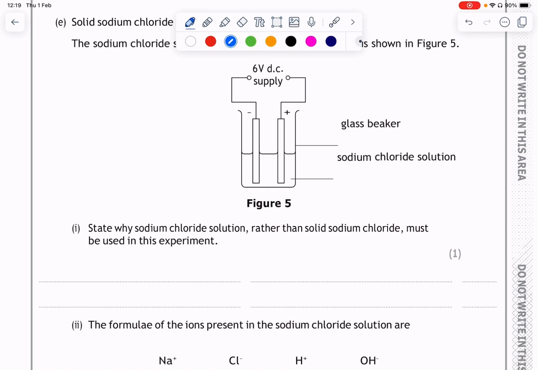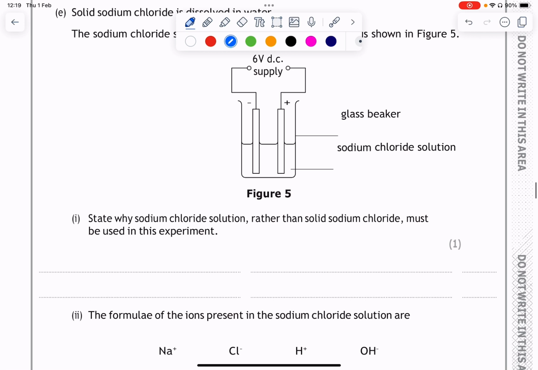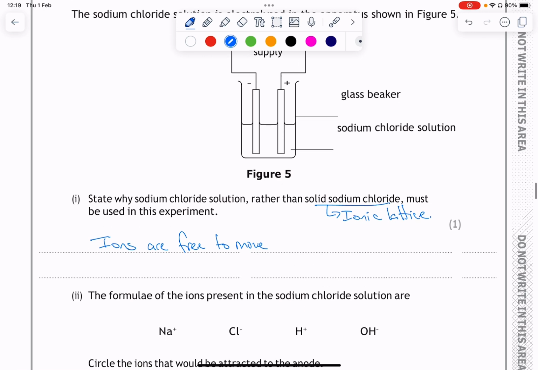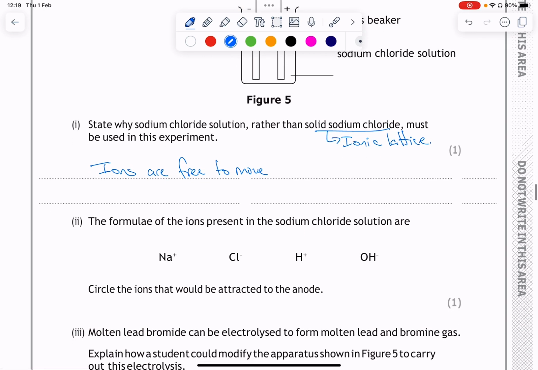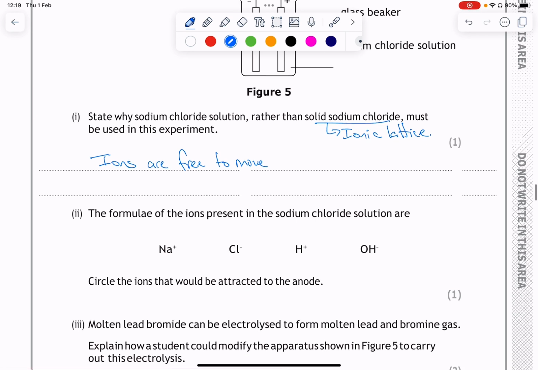So this requires the knowledge that when it's in a solution, the ions are free to move. If you remember, when it's a solid, then this is where it's in an ionic lattice, and that means that the ions are held in place and are not free to move. The formula ion is present. We've got those here. Circle the ion to be attracted to the anode.